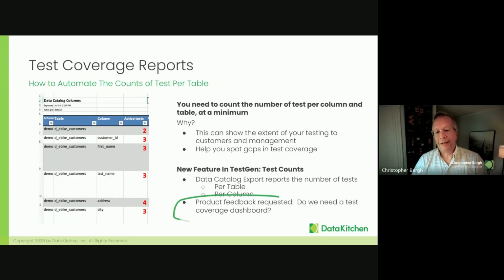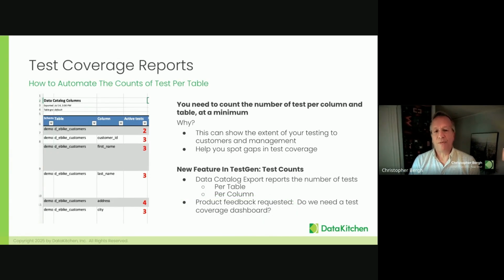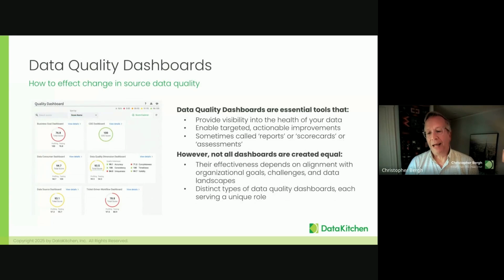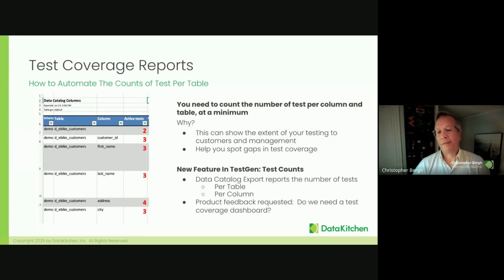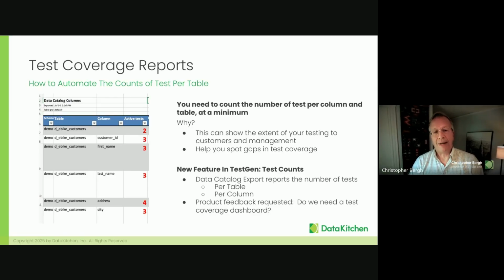One of the things that we'd like to ask the community of users: do we actually need a coverage dashboard, like we have our data quality dashboard in the previous slide? Do we actually need to have a test coverage dashboard? But right now you can do it by doing an export. So that's a good question for people. I'd love to hear your answer.